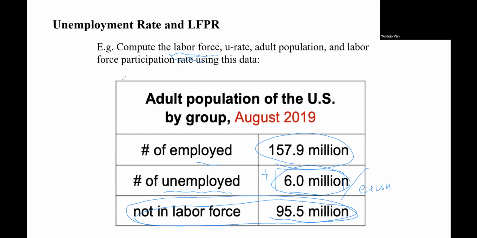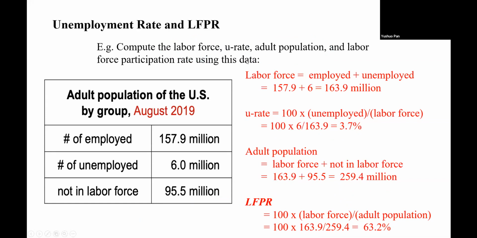The last one is the labor force participation rate. Again, the numerator should be the labor force, right? That's the number we got at the beginning, divided by all the adult population. And what we get here from the numerator and denominator would be the labor force participation rate. So this is the result.